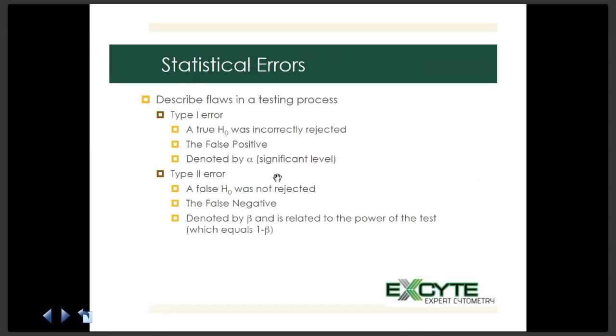As I keep talking about type 1 and type 2 errors: a type 1 error is where a true null hypothesis is incorrectly rejected. That's the false positive. The false negative, the type 2 error, is related to the power of the experiment. And this is where a false null hypothesis was not rejected.